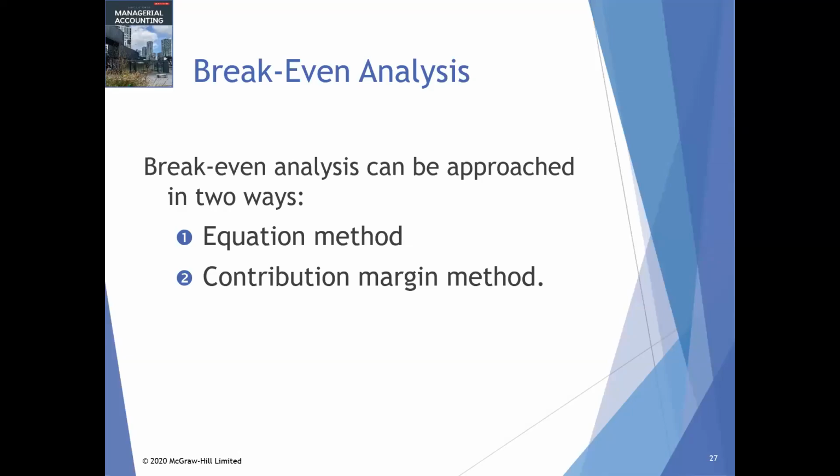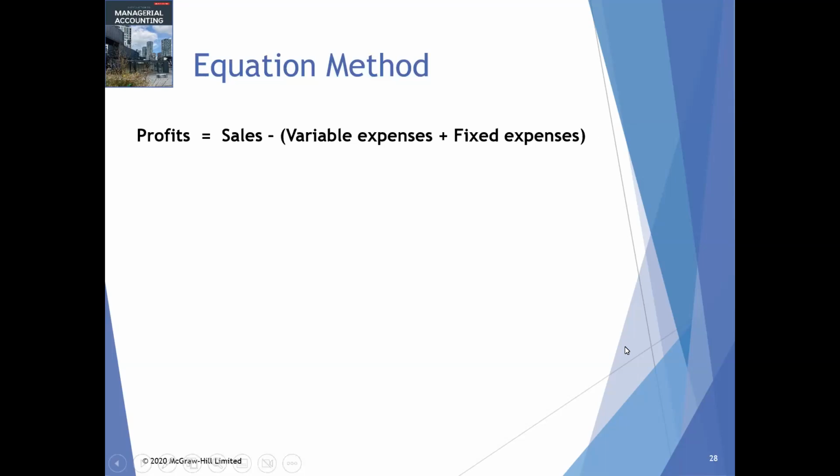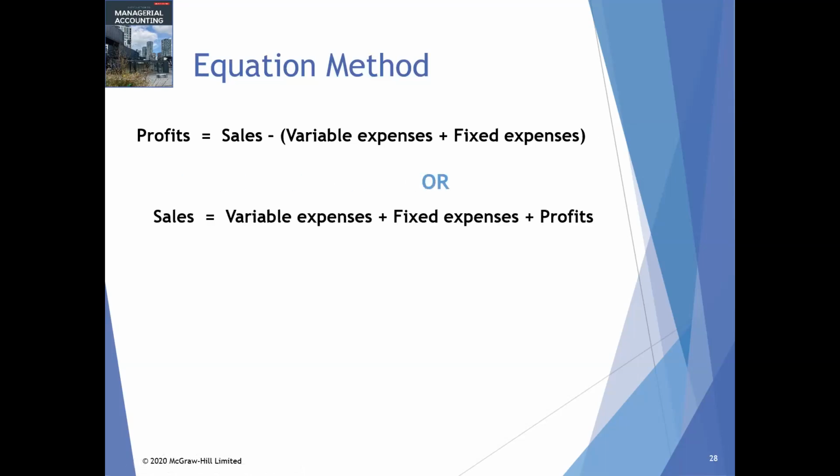So break-even analysis can be calculated with the help of these two approaches. The first is the equation method. The second is the contribution margin method. If we talk about the equation method, then profit is equal to sales minus variable cost minus the fixed expenses. So this is the equation that we have. With the help of this equation, we can calculate easily what we want, right?